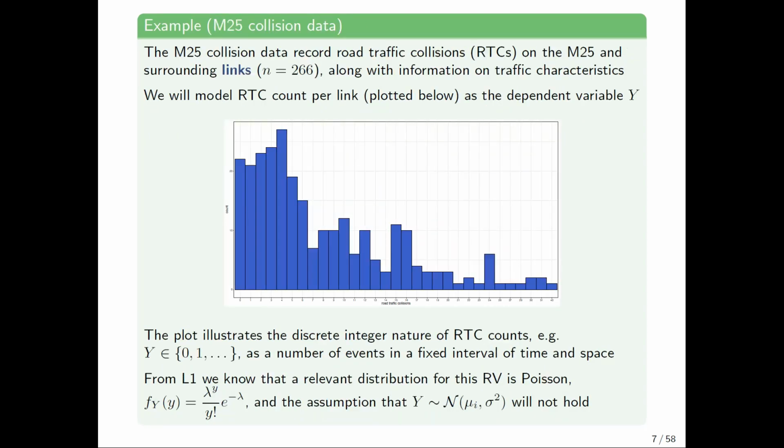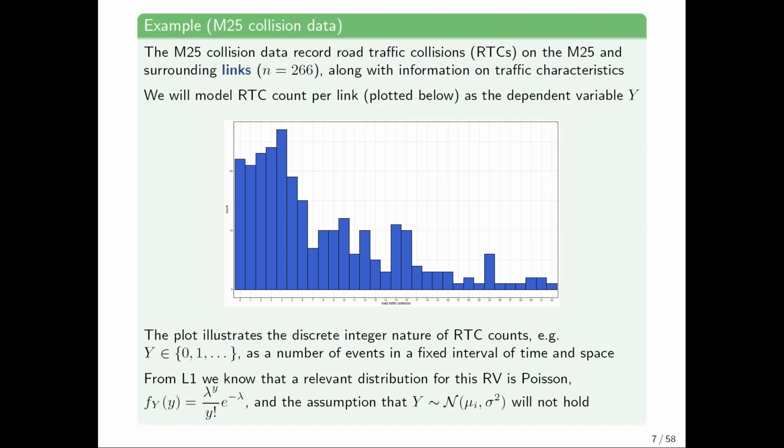The second example I'm going to use throughout the lecture is based on collision data from a motorway just outside London, surrounding London actually, called the M25, the large orbital motorway around London. And these data record road traffic collisions, or what we're going to call RTCs for short, on the M25 and surrounding links, 266 links in total, along with information on traffic characteristics. And we want to model RTC count per link as the dependent variable.